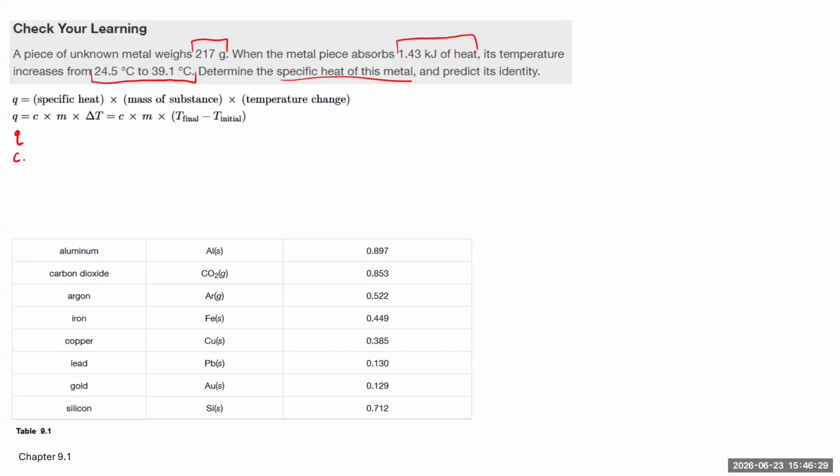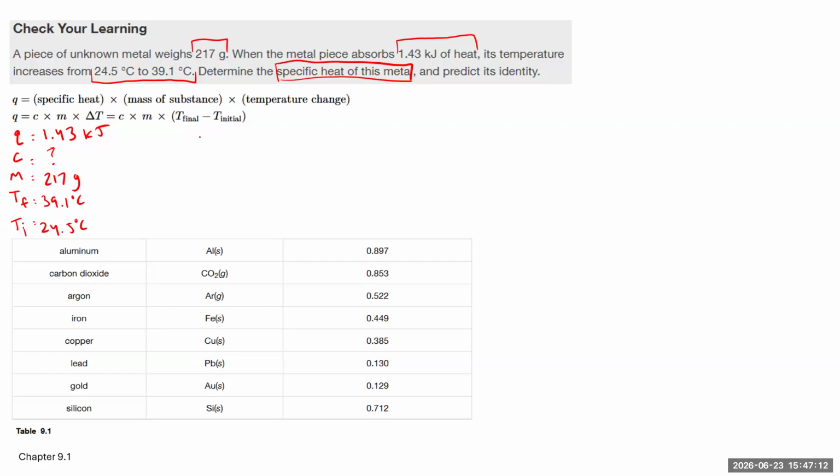Q, C, M, TF is temperature final. This is TI, temperature initial. All right. Q, they told us it was 1.43 kilojoules. C is what we're trying to figure out. We're trying to measure the specific heat. Mass is 217 grams. Temperature final is 39.1 degrees C, 24.5 degrees C for the initial temperature.